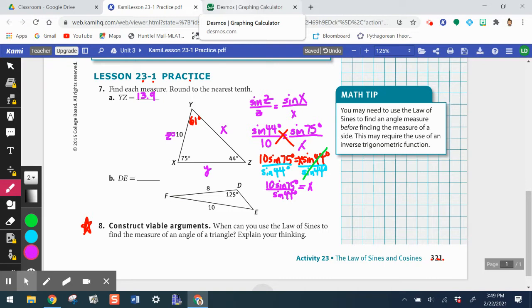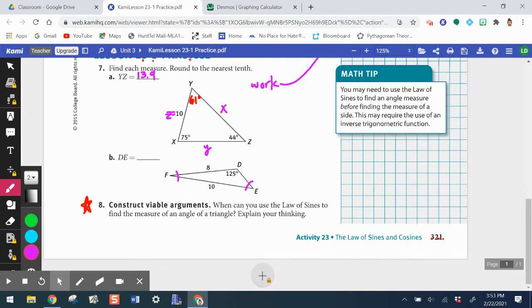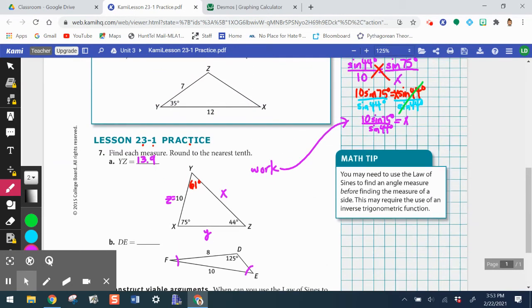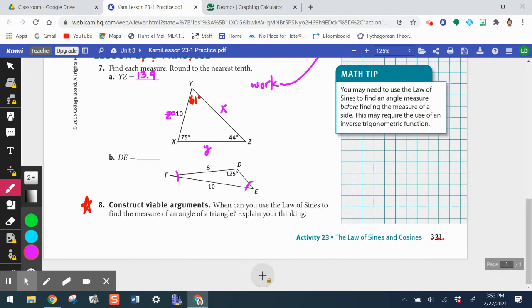Now I'm going to pause this and move this work out of the way so I can have room to work item B. Okay, so for those watching, if you're wondering where the work went, I just moved it up here so we could have room to solve item B.